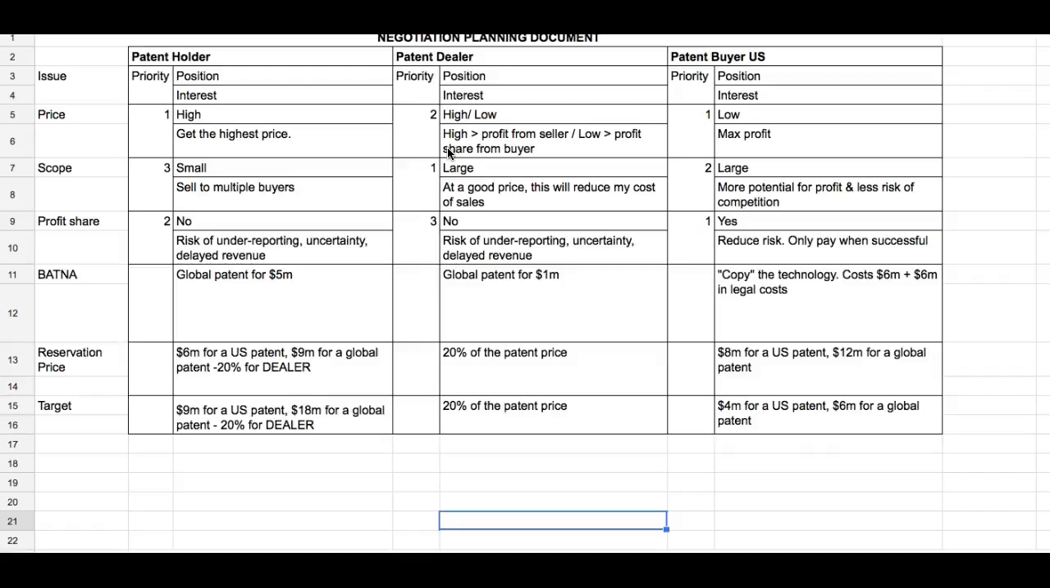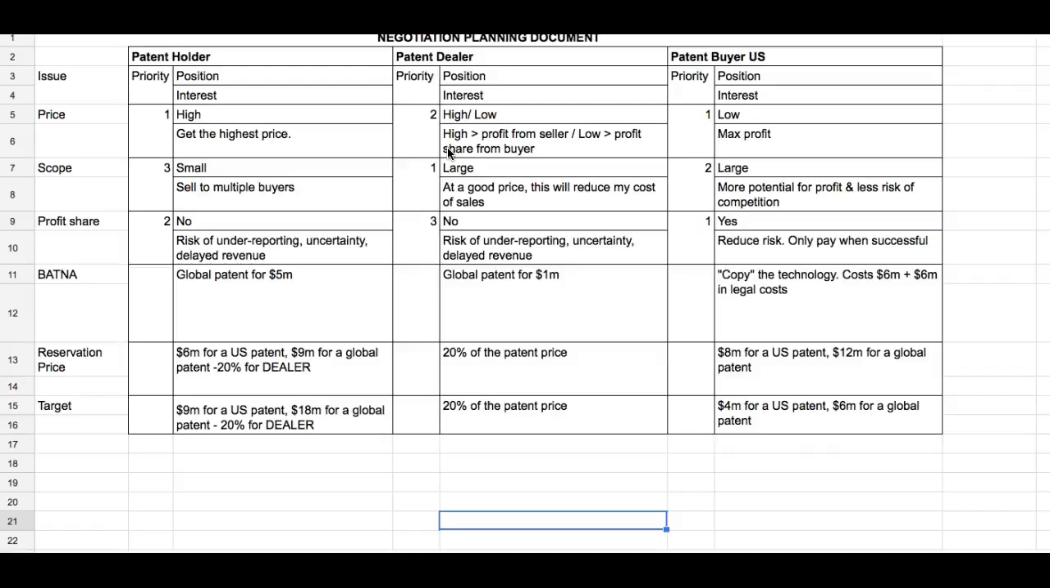The scope, he wants to have as large of a scope as possible, and for the same price. Because a large scope means, for example, a large geographical area, so not only the United States, but the entire North America, or the entire Americas, or maybe the entire world, a global patent. If that doesn't cost him more, then a bigger scope is better than the smaller scope.